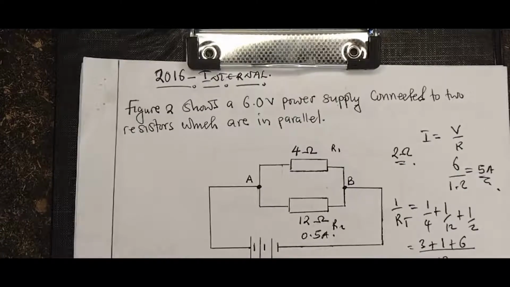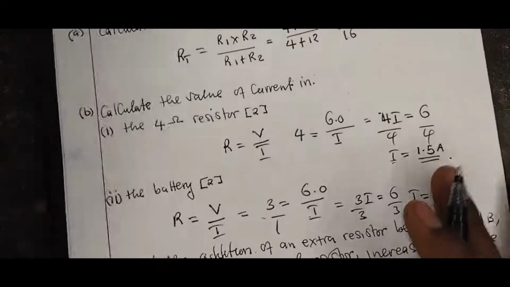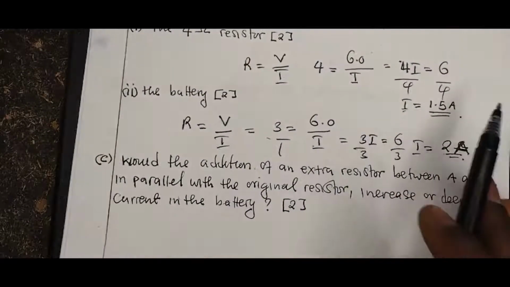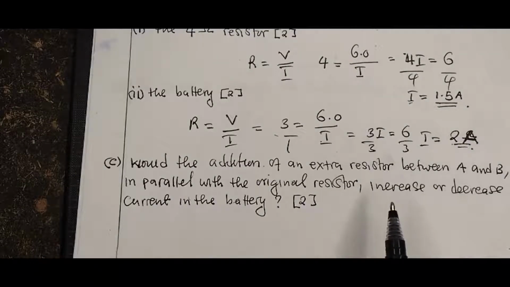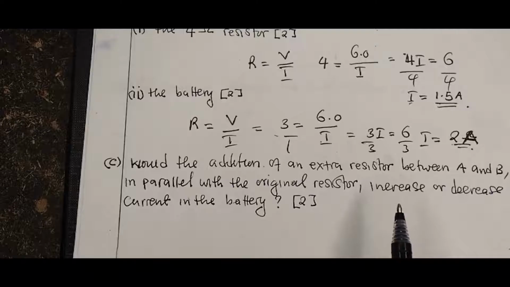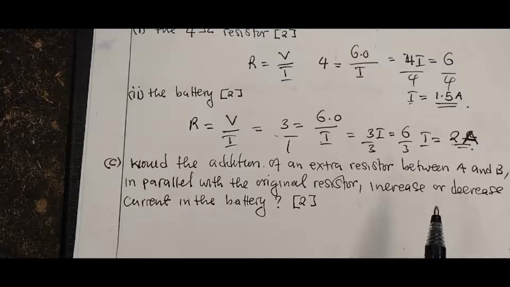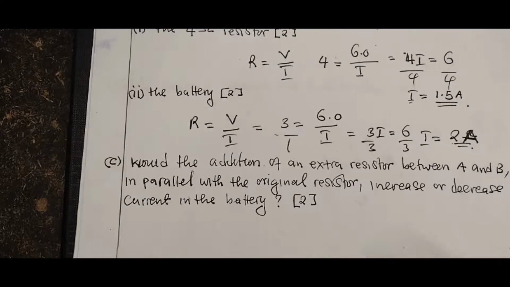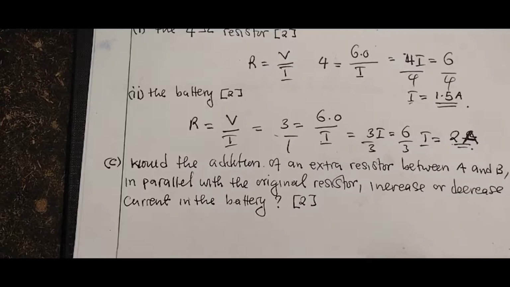So that's why, in answering this question, would the addition of an extra resistor between A and B in parallel with the original resistor increase or decrease current? Therefore, we are saying it will increase the current due to decrease in total resistance. In this case, current is inversely proportional to resistance. As you increase resistance, current decreases, and as you decrease the resistance, current increases. Okay? So in this case, the current will increase.